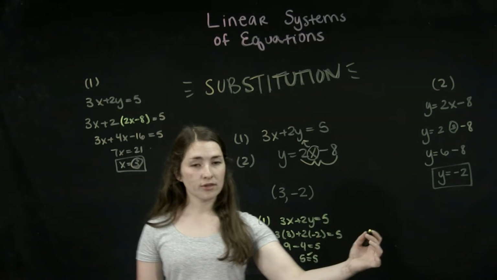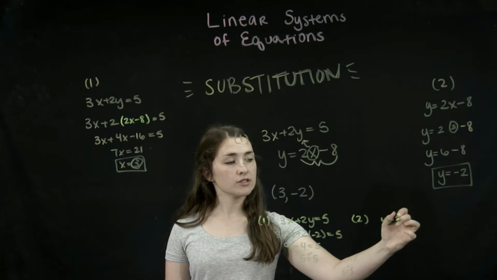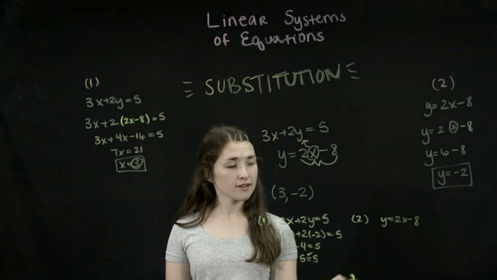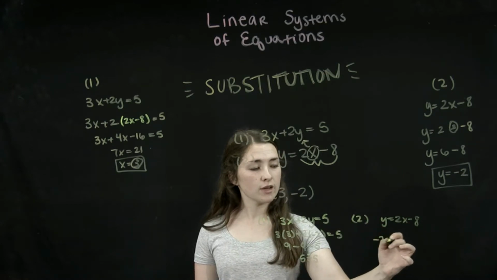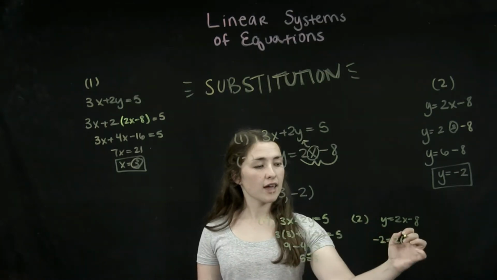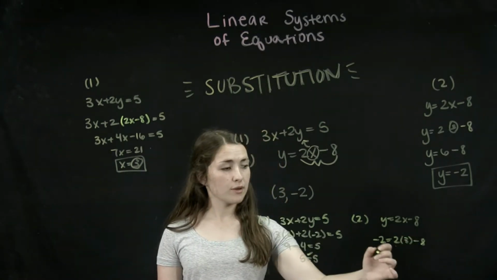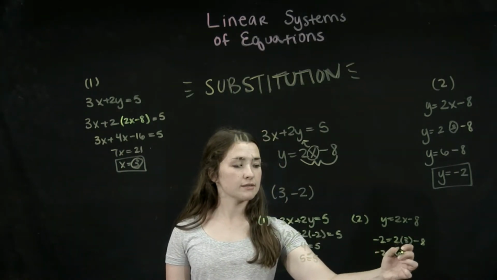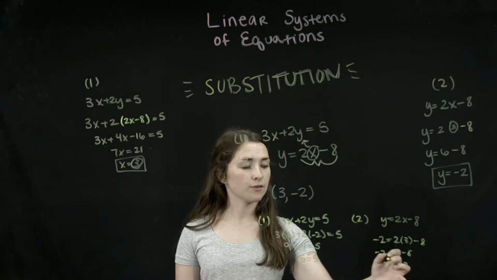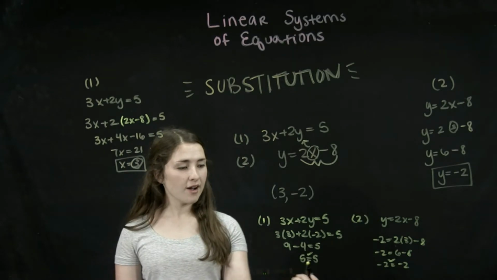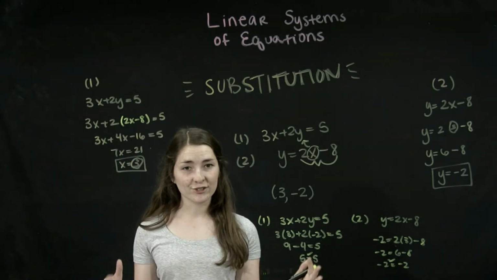Now if we try the second equation, y equals 2x minus 8. We know y equals negative 2, so negative 2 equals 2 times x, which is 3, minus 8. Then we're left with negative 2 equals 6 minus 8, so negative 2 equals negative 2. Wow, we have found the correct answer because these equalities stand true.